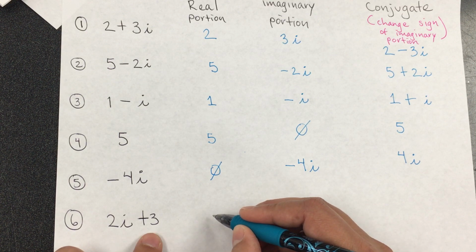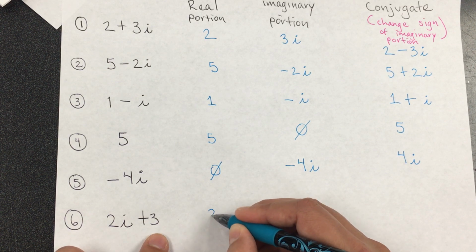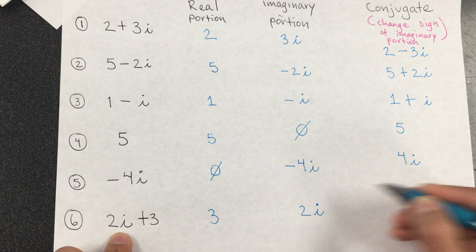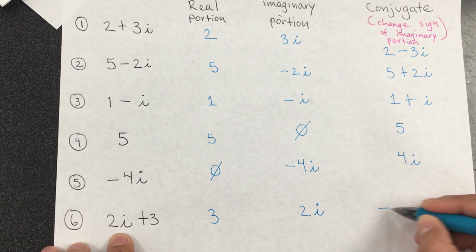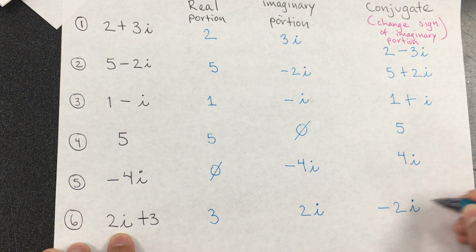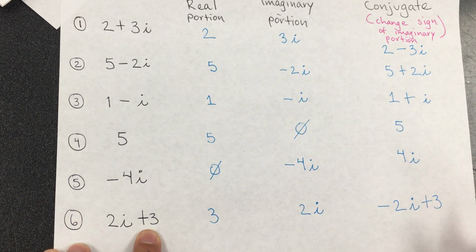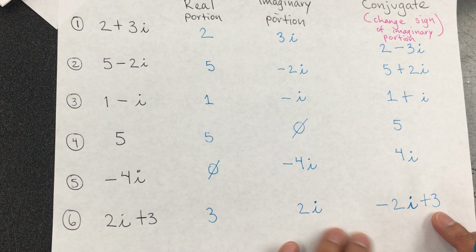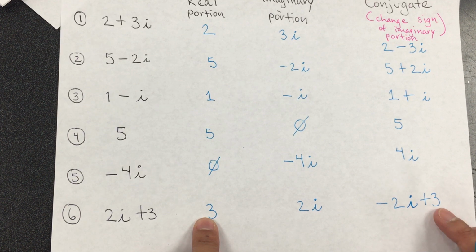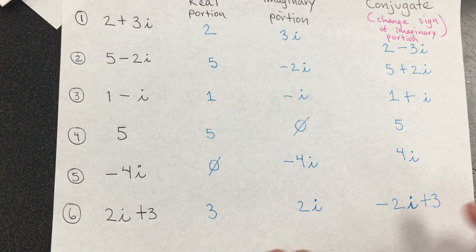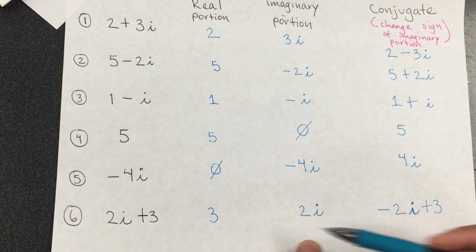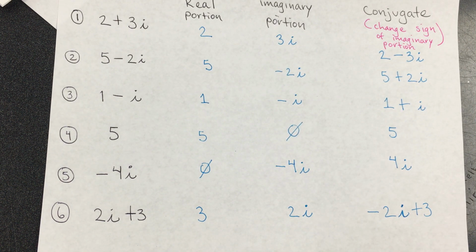The real portion, carefully here, notice how they are switched, so it's going to be 3. The imaginary portion is 2i. And so you're going to have negative 2i plus 3. I noticed that in previous classes, what they switched is this part, just because they're switched. So be careful. What we're switching or changing the sign of is the imaginary portion. Okay? So with that, you are now able to do 1.5 and have fun.